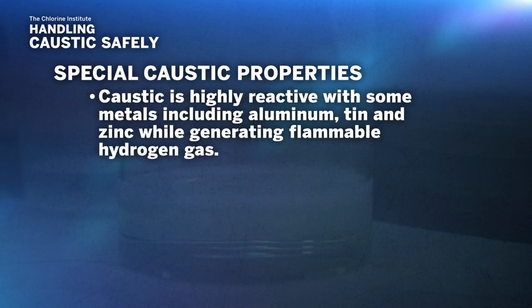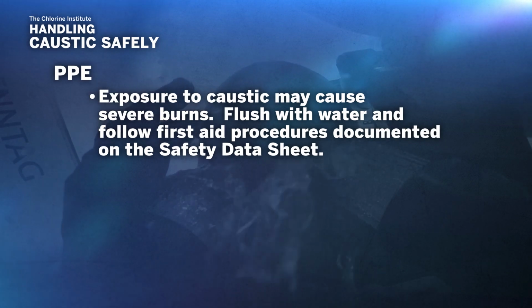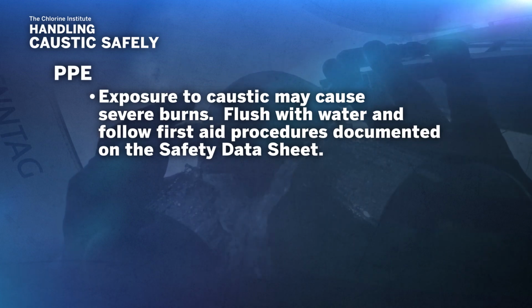Caustic is highly reactive with some metals, including aluminum, tin, and zinc, while generating flammable hydrogen gas. Exposure to caustic may cause severe burns. Flush with water and follow first aid procedures documented on the safety data sheet.